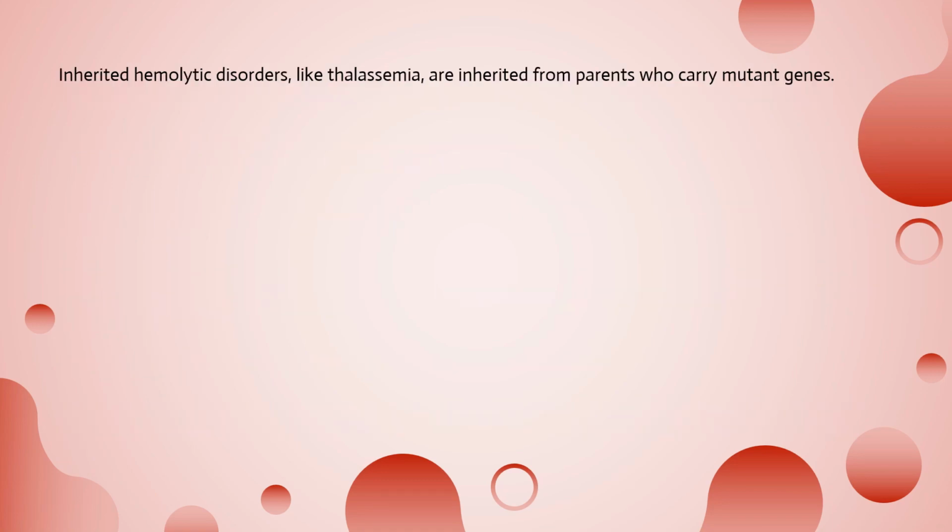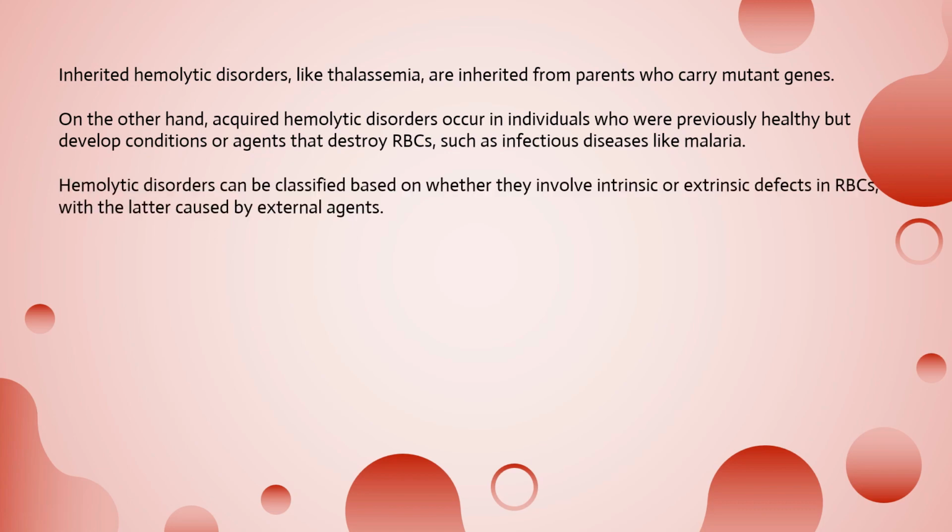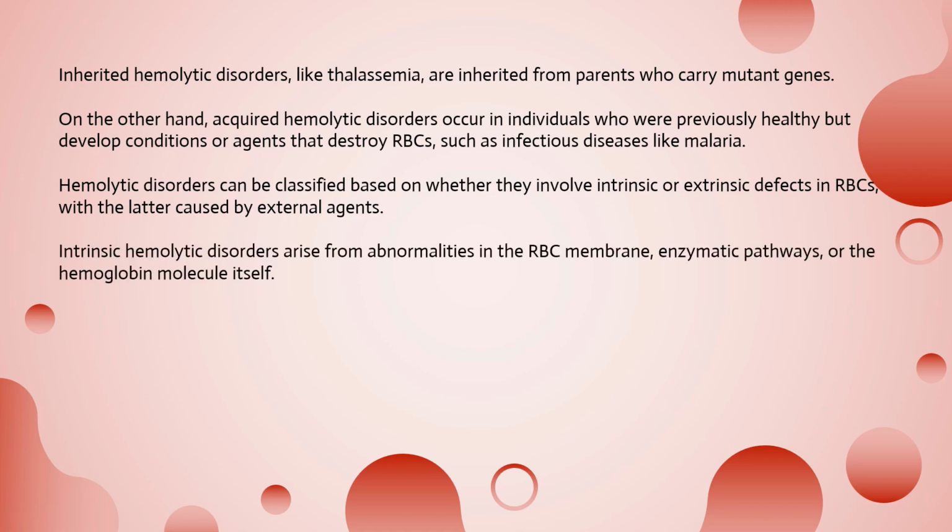Inherited hemolytic disorders, like thalassemia, are inherited from parents who carry mutant genes. On the other hand, acquired hemolytic disorders occur in individuals who were previously healthy but develop conditions or agents that destroy RBCs, such as infectious diseases like malaria. Hemolytic disorders can be classified based on whether they involve intrinsic or extrinsic defects in RBCs, with the latter caused by external agents. Intrinsic hemolytic disorders arise from abnormalities in the RBC membrane, enzymatic pathways, or the hemoglobin molecule itself.